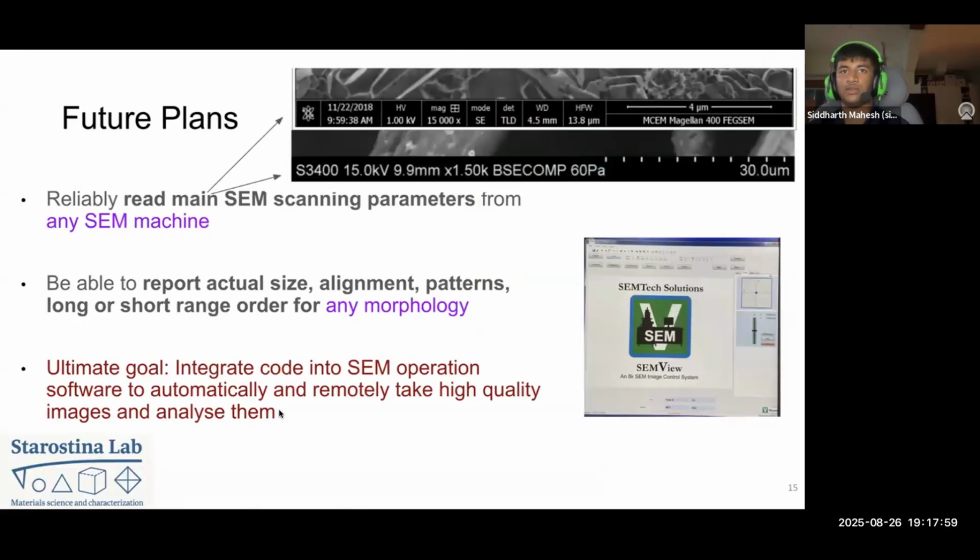Next, we want the system to measure the real size of the particles, how they line up, and what kinds of patterns they form. This will make the results clearer and more accurate. Finally, the ultimate goal is to integrate our code directly into the SEM operations software. If we achieve this, the microscope will not only capture high-quality images on its own, but also analyze them in real time. This would make the SEM analysis faster, more accurate, and much more scalable for future research.